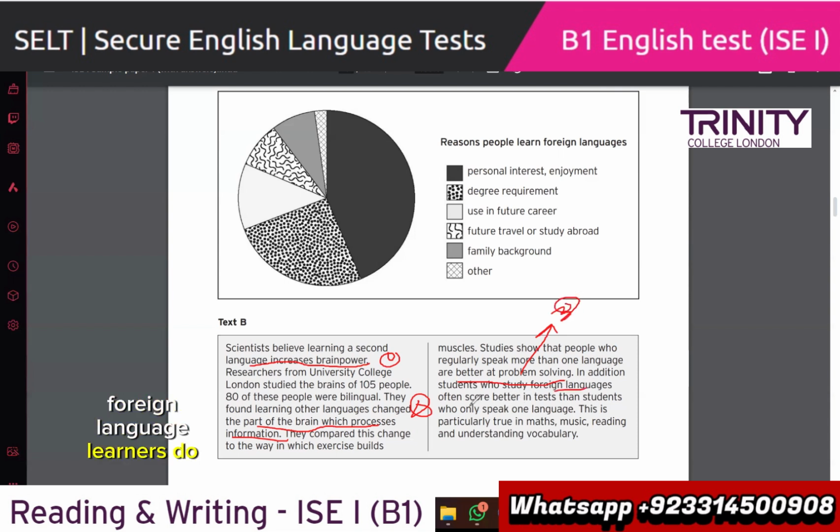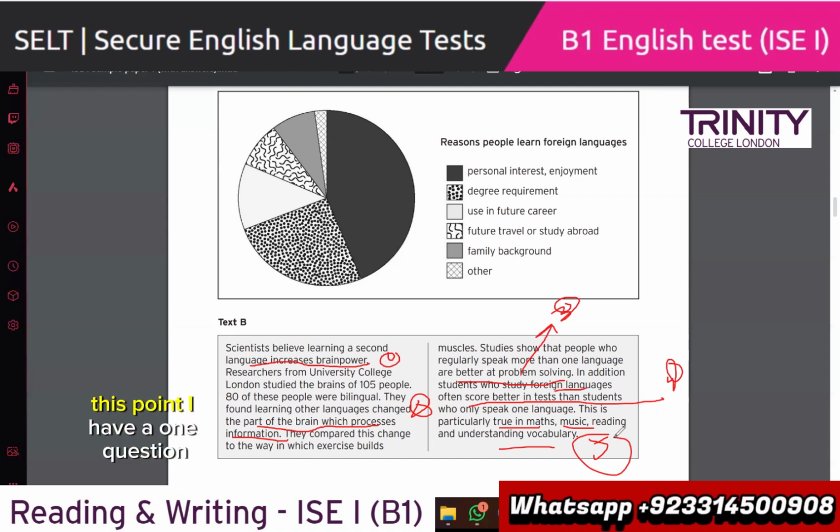Foreign language learners do better in tests, better scores in tests. That could be point 4. And learning other things like maths, music, reading, that could be point 5. But you can't write anything on your own. You have to pick information on how language learning could help students in school. Do you understand? Yeah, I can understand that.